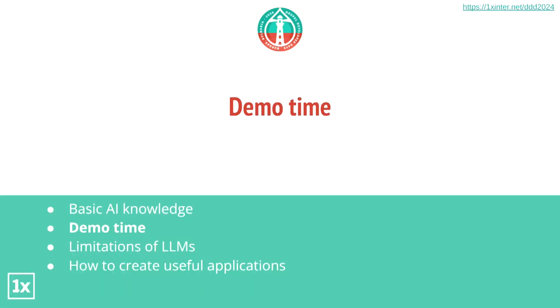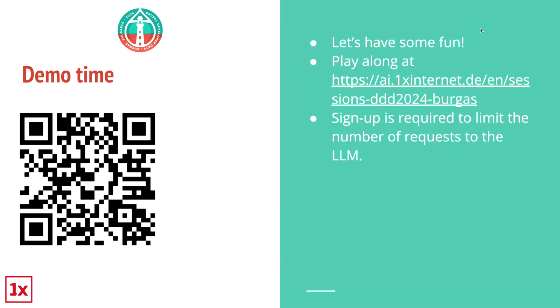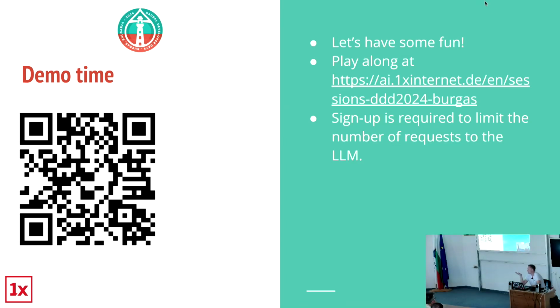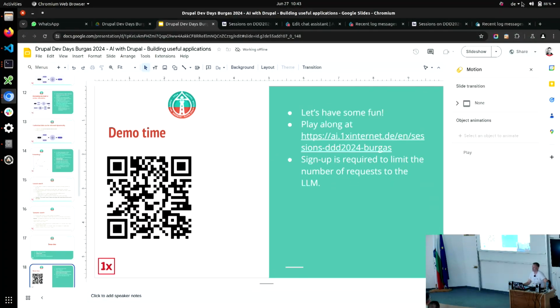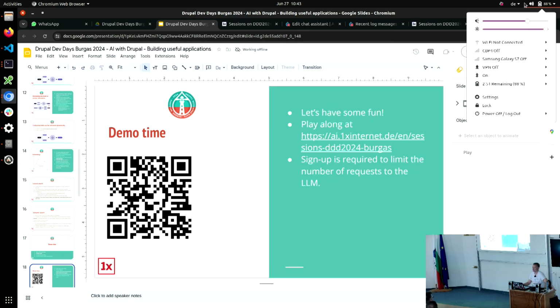All right, demo time. See if this works. If you want to, you can follow along. This is on ai.warningsinternet.de. We're using OpenAI, and OpenAI costs money. So when you log in, it's limited how many requests you can make, otherwise our balance goes down so fast. So let's take a look. Oh no. Okay, of course, that's not so easy to demo then.